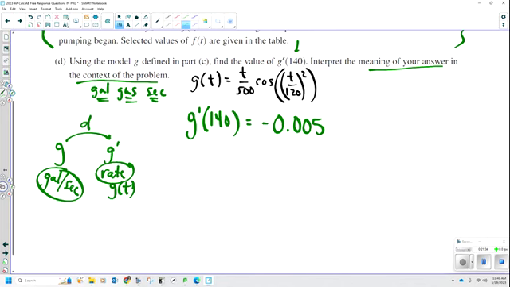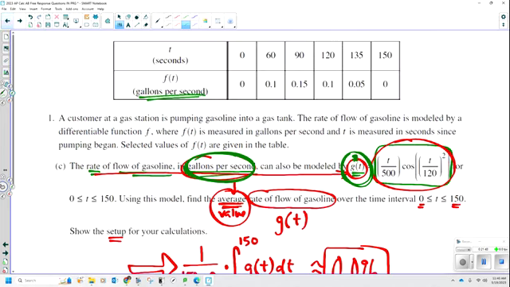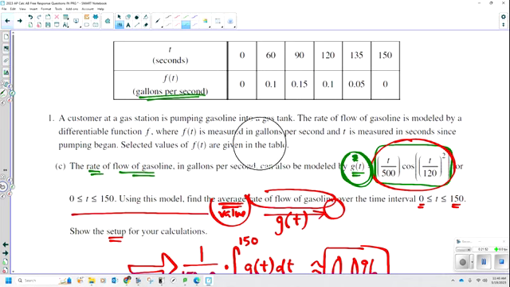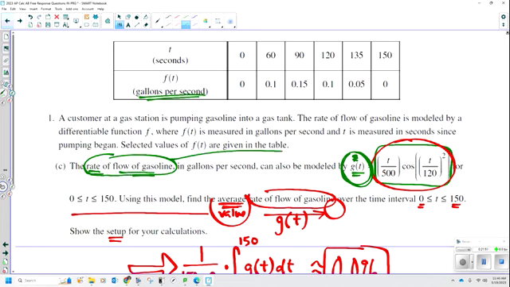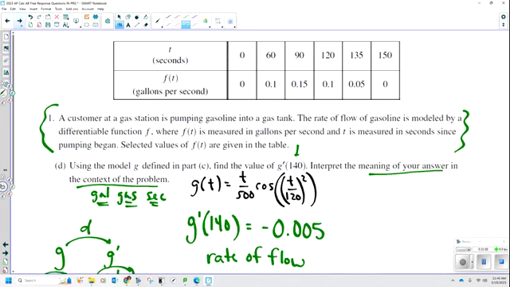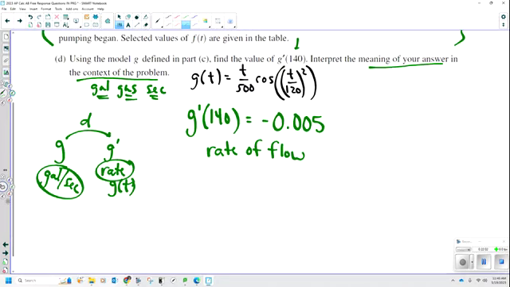All right, so we want to write it as follows. It is the rate of flow. And why did I say the rate of flow? If I go back to 1C, this is the problem I'm using. Look at that, it's the rate of flow of gasoline. That's what G is, so I'm going to use those exact words. It's the rate of flow of gasoline. I've already begun to write this in the context of the problem because I'm using flow, the rate of gasoline.